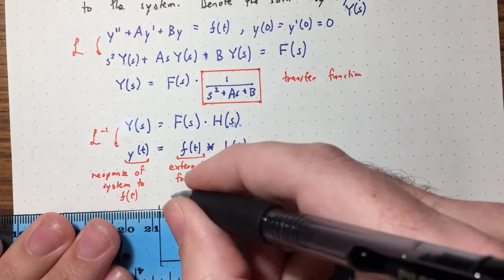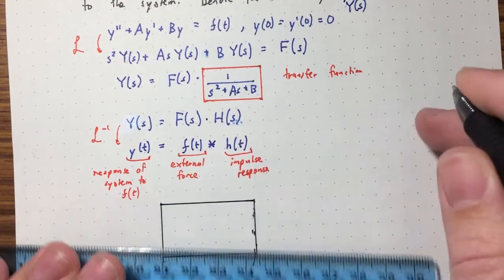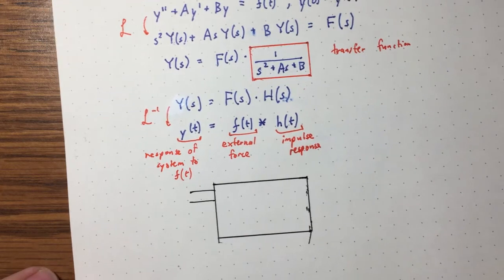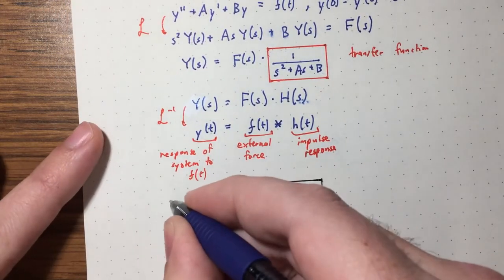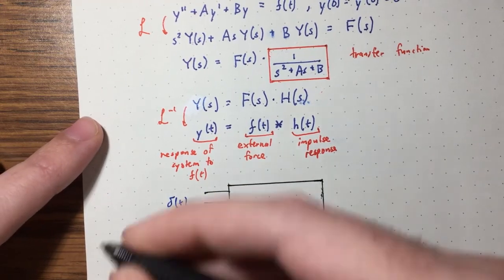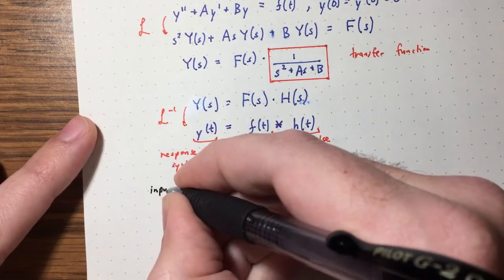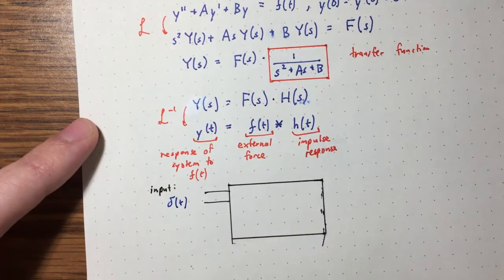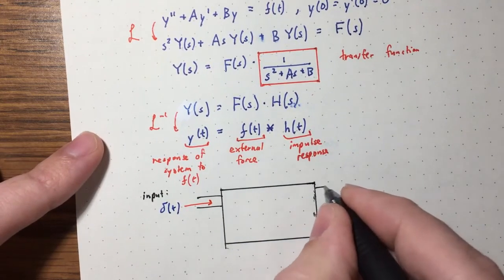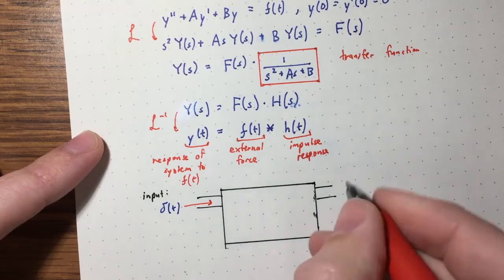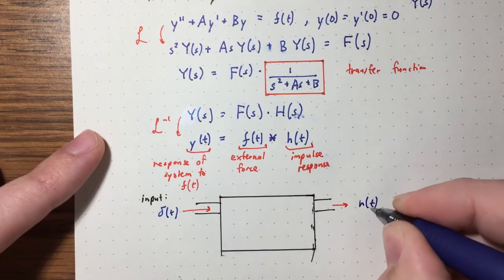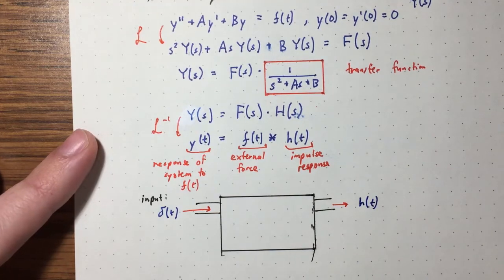It could be some complicated circuit. But we can input things and we can output things. So we input, for example, this will be our input. We can input this delta of t. And what do we get? We get some impulse response, some response to the unit impulse.